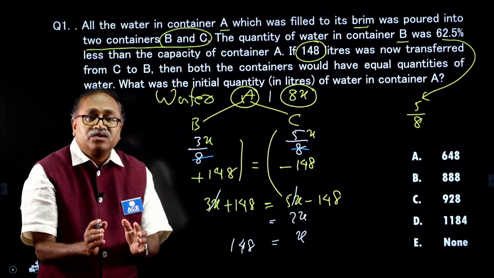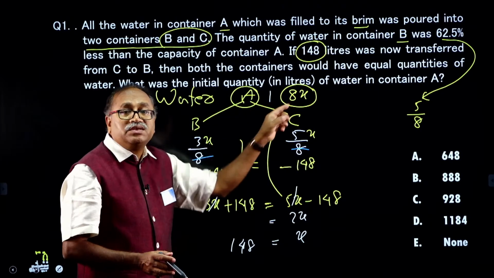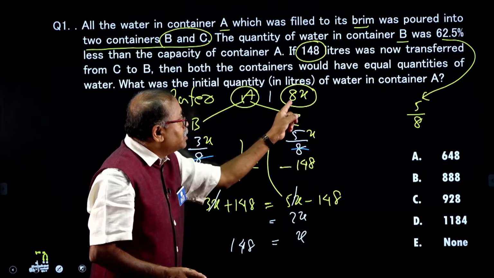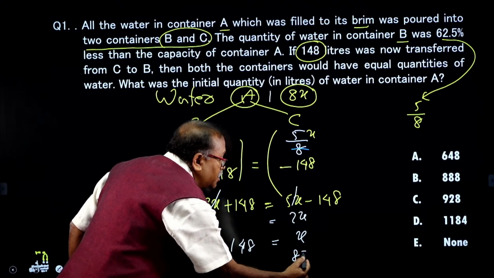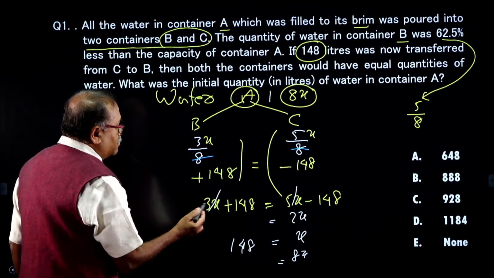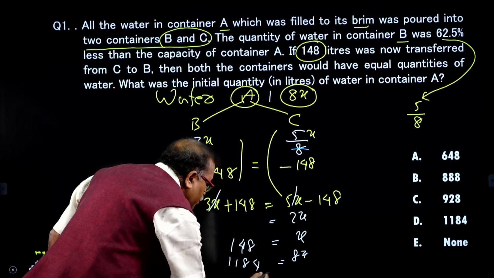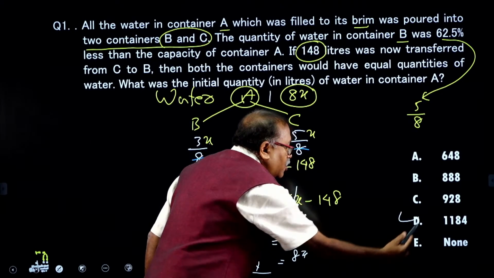But the question is not what is x, the question is how much water was there initially in A. Initially in A the water was 8x. So, what is 8x? 8x will be equal to, multiply this one, 1184. 1184 should be your answer. Is it there in the options? Yes, option choice D.